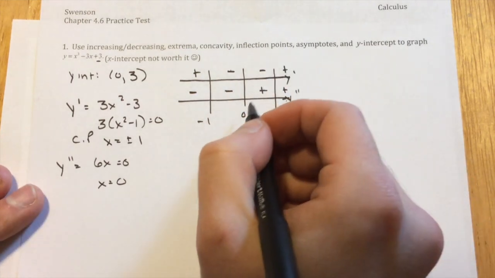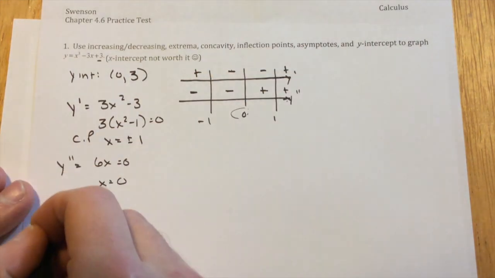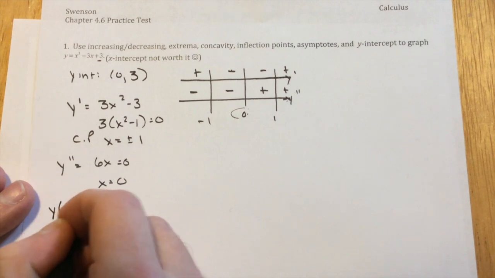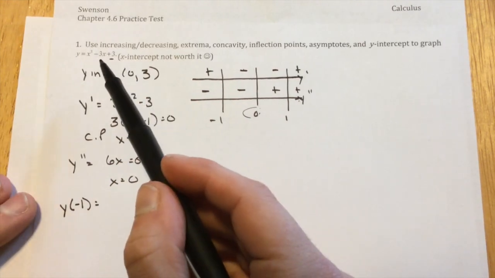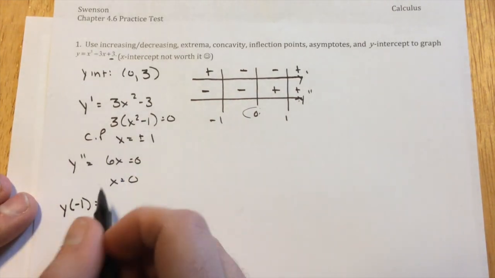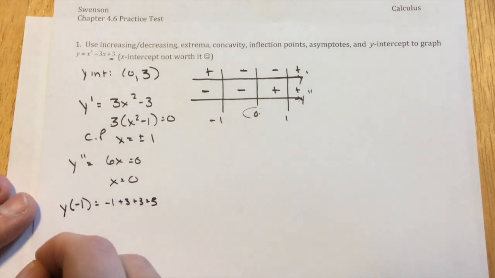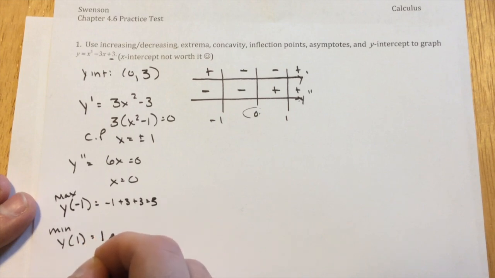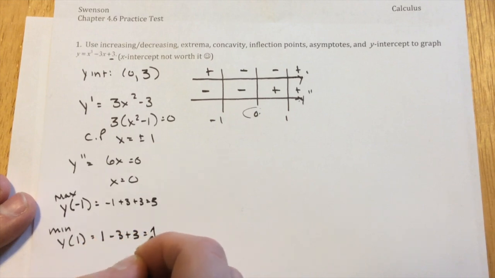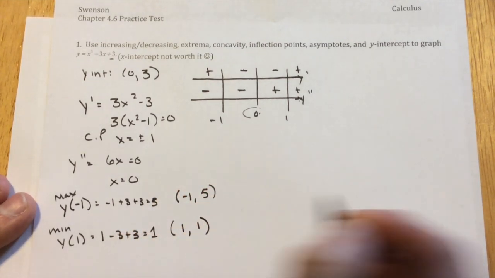So, 0 is an inflection point. I have a max at -1, so I'm going to find out what -1 gives me. So I plug -1 back into my original function. I have -1 plus 3 plus 3. So -1 plus 3 plus 3 is 5. That's my max. My min is at 1, so I'm going to plug 1 in. I get 1 minus 3 plus 3, so that's 1. So my ordered pairs are (-1, 5) and (1, 1).